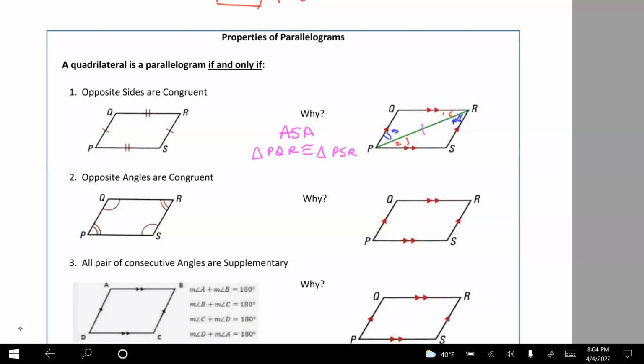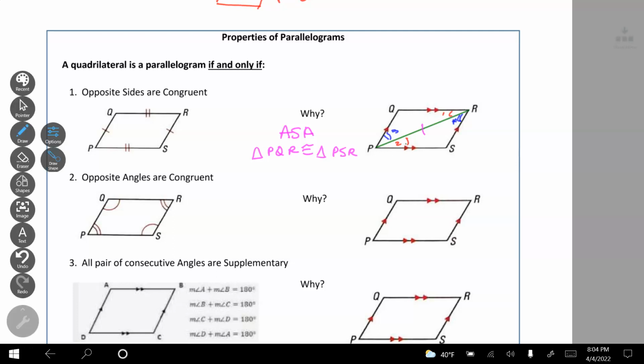Well, I've already shown that triangle PQR is congruent to triangle PSR in the first figure here. So now that means angle Q is congruent to angle S. Now by drawing the diagonal the other way, I have shown that triangle PQS is congruent to triangle RSQ, which means angle P is congruent to angle R, and I've shown all four angles, all opposite angles are congruent.